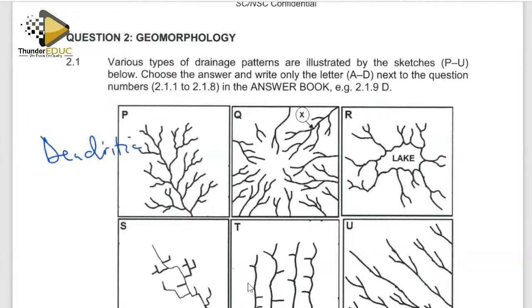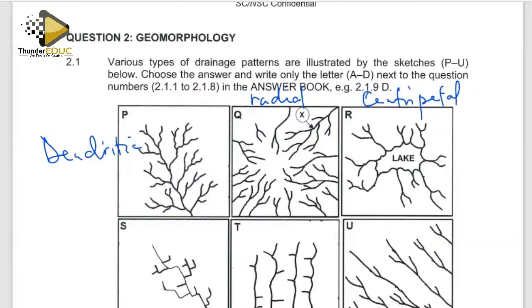This one that we see here, Q, we are seeing that the streams are radiating from a focal point, which is likely to be a high-lying area, for example, a volcanic dome. And they will be radiating outwards from that high-lying area, which is a focal point where their sources are. This is what we call a radial pattern. And this one here, we are seeing that there's a lake at the center, and the streams are starting from high-lying areas feeding into a low-lying area. This is what we call centripetal.